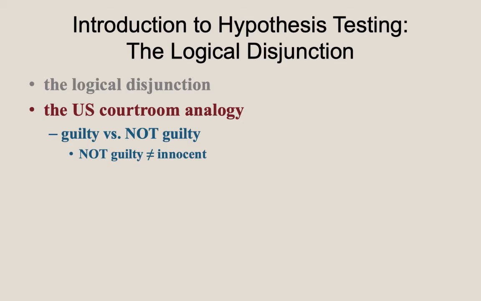The next key idea is the analogy of the U.S. courtroom. If you go to trial, you are declared to be guilty or not guilty. And the key is that not guilty is not the same as innocent. While we might hope that one would be declared guilty or innocent, this is simply not how the U.S. judicial system works. What we will see is that this parallels the conclusions we can make using the NHSTs.